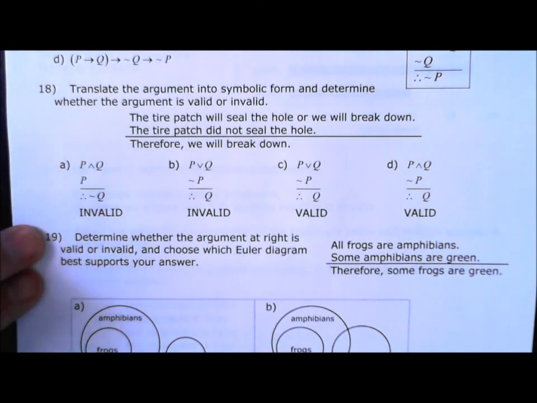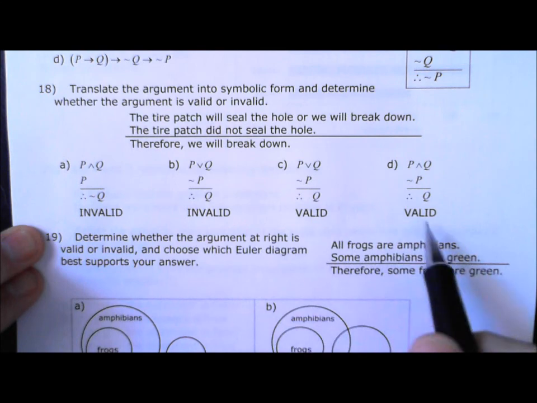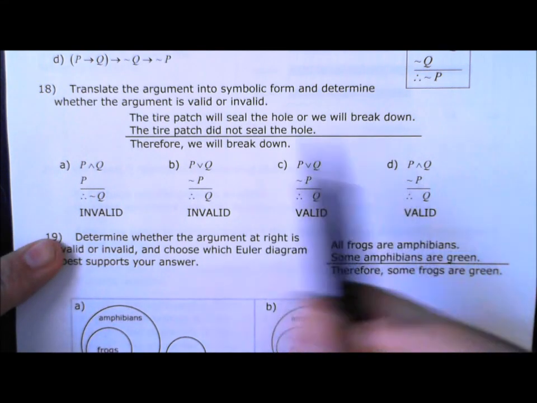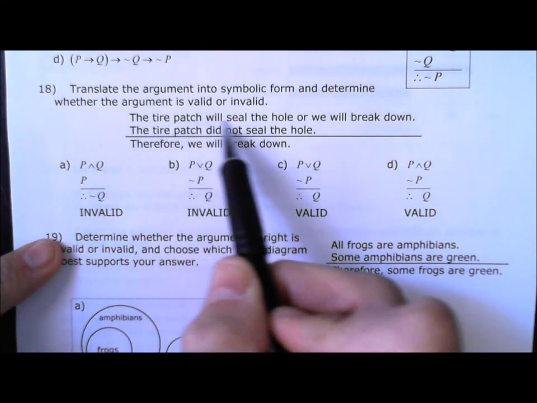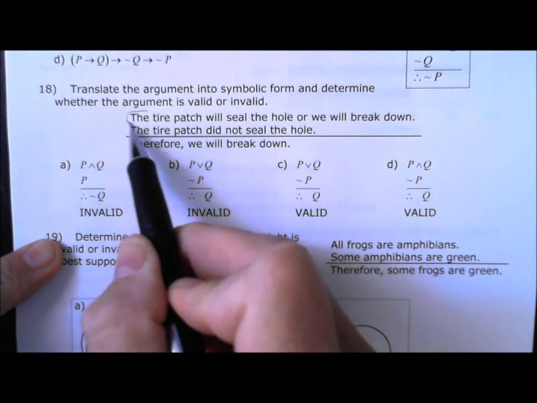Okay. Now here we have an argument, and we're asked to not only determine what its diagram might be, but also determine whether it's valid or invalid. Okay, the argument is fairly small. The tire patch will seal the hole, or we will break down. The tire patch will seal the hole.